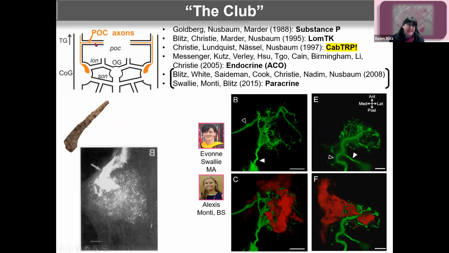But what this means is that we know a lot about the axon terminals, but we don't know where these cell bodies are and where these axons originate.